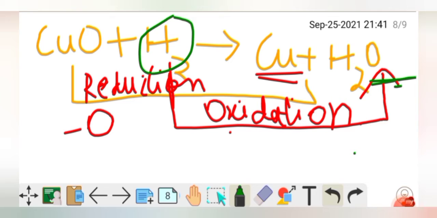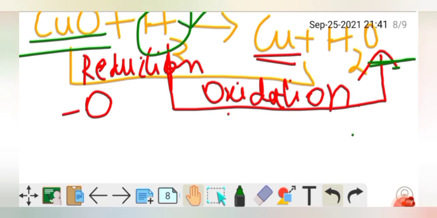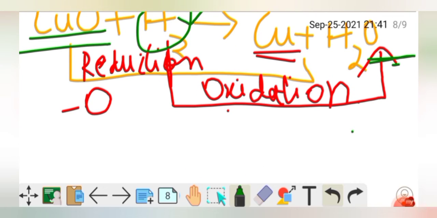So here oxidation happens through H2, but H2 is not an oxidizing agent. Oxidizing agent is CuO. Why? Because, as it has been told, the oxidizing agent itself gets reduced. So what is the characteristic of oxidizing agent? That it gets reduced. Oxidizing agent, it gets reduced.